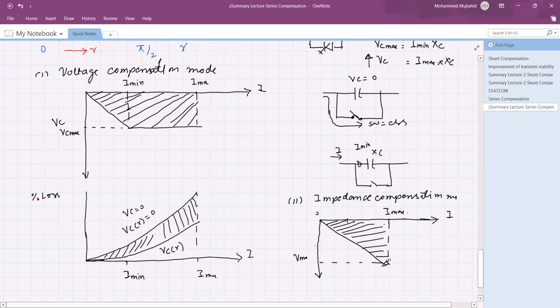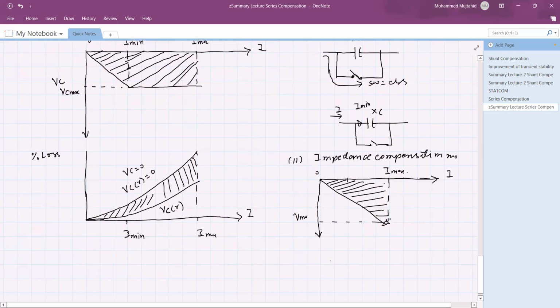And what are the losses? The losses are higher when VC is equal to 0, up to the minimum value of current. So this is the losses. This is the current I, and this is the percentage. So this is the JTO.